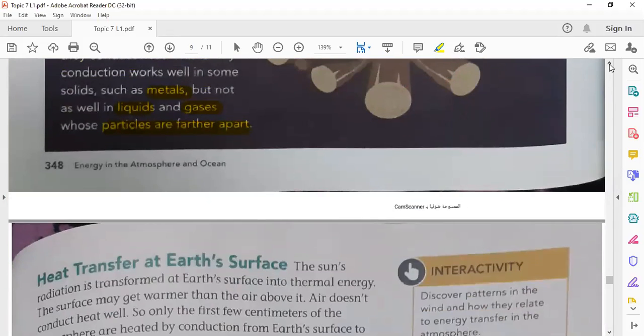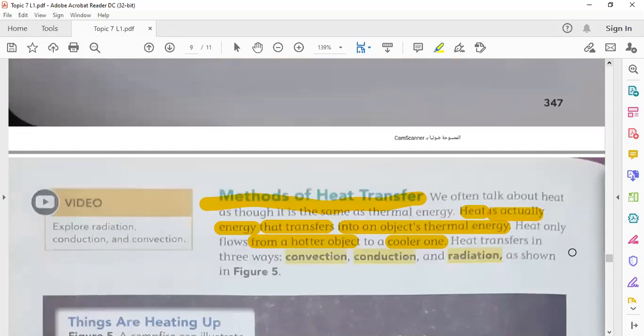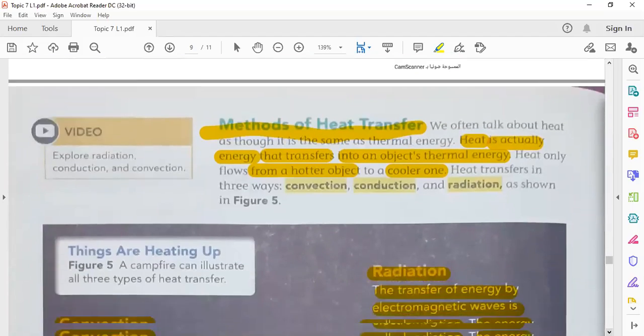Is there any questions on this page? Do we have a question or reading here? No. Okay, let's go to the next page.